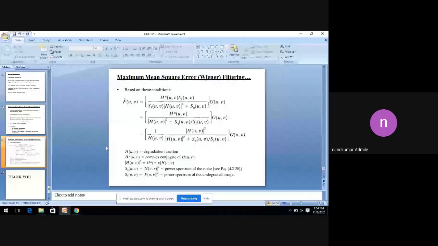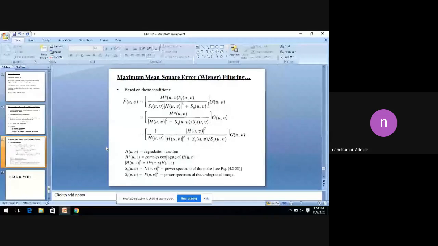In image restoration, these two types of filters are very important. One is the inverse filtering and another is the Wiener filtering. So how can we represent the Wiener filter and how can we represent the inverse filter? When we use these two types of filter, we need to estimate the degradation function. So we require the degradation function that is represented with H of uv.